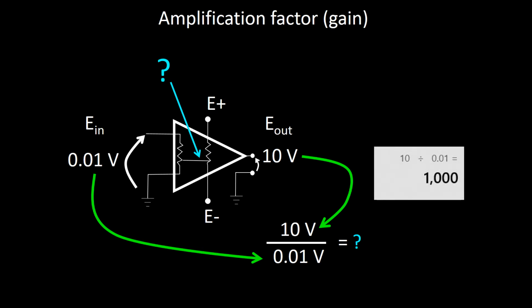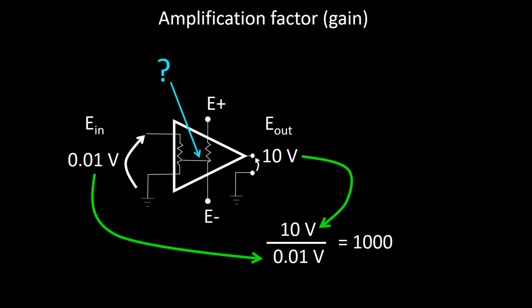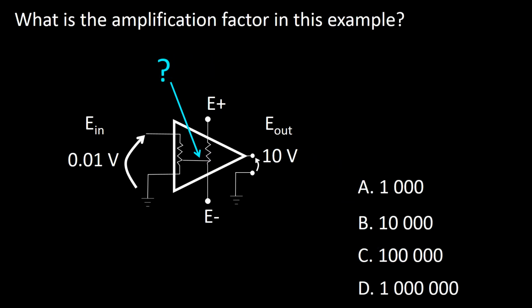Conducting this operation, we get 1,000. So the gain in this amplifier is 1,000. Notice that 1,000 has no units, and that is because the same unit is present on both sides of the division, so they cancel each other. So the answer to this question is A.